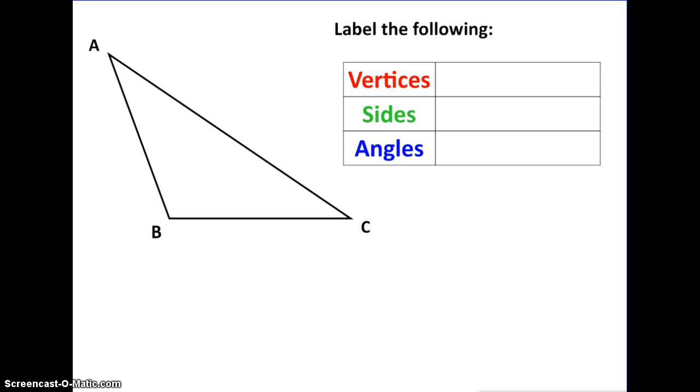Now, we need to label the vertices, sides, and angles for this triangle. One vertex is point A. Another vertex is point B. And the last vertex is point C. Now, for our sides, we have line AB, we have BC, and AC. You could also write this BA, CB, or CA. That's fine.